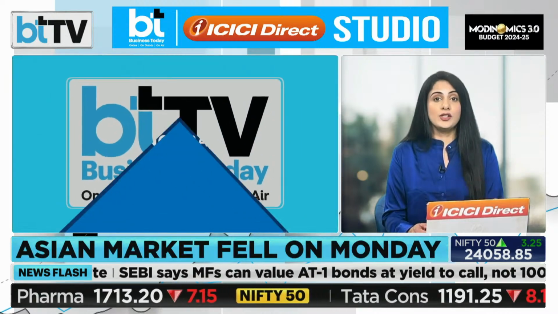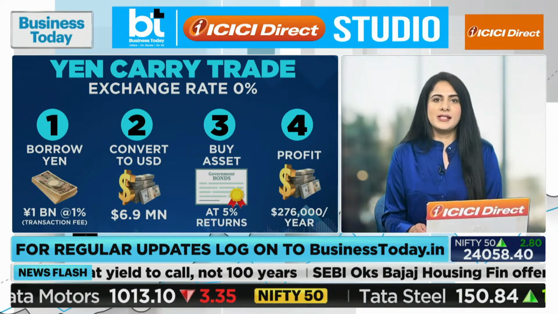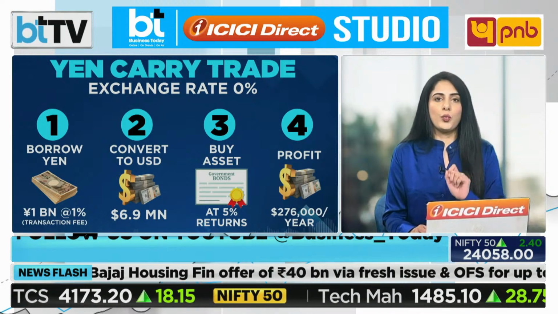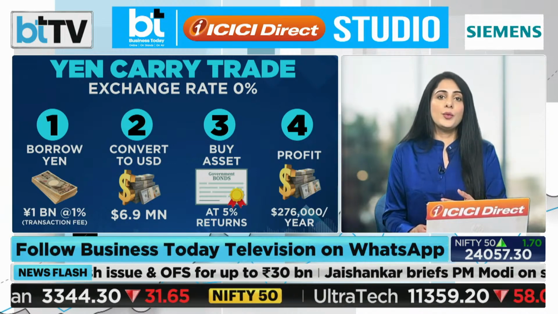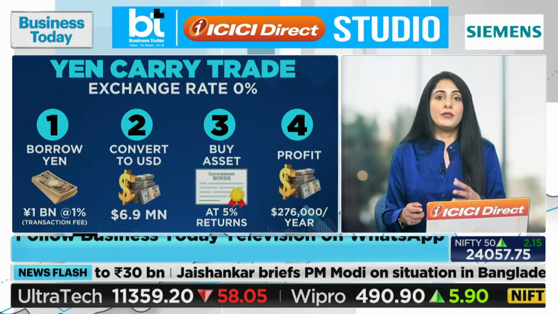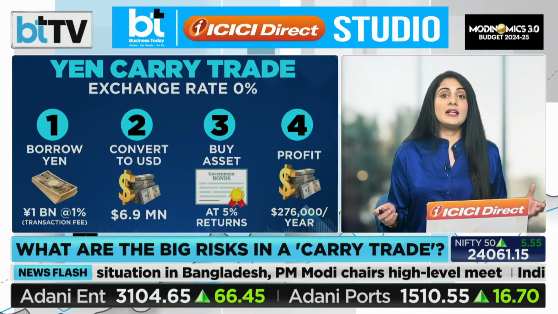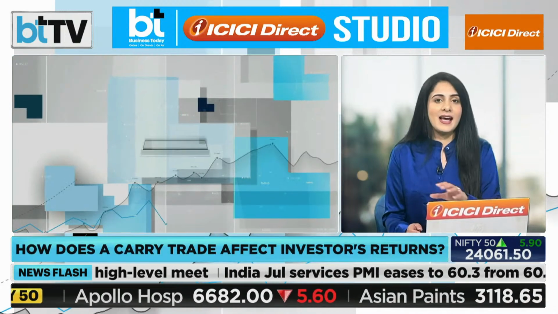Let us assume that you borrow 1 lakh Japanese yen at a 0.1% interest rate, and then you convert the borrowed yen into US dollars and invest it in a US asset that yields about a 5% annual return. In this hypothetical scenario, you maintain the investment for 1 year. The cost of borrowing the Japanese yen is 0.1%. The return on the US investment is more than 5% of the invested US dollar amount. Just like this example, investors have actually spent years borrowing the cheap yen to buy high-yielding assets elsewhere in the world.